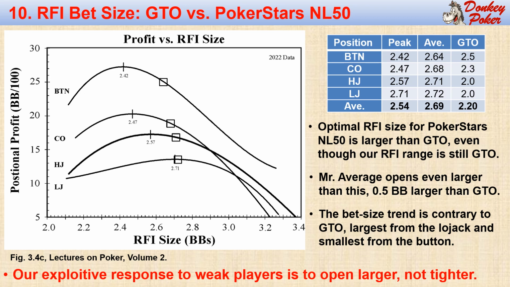In fact, this is the likely reason why the typical open size in a Vegas 1-2 game is so large, 4 to 5 big blinds, or even more, while the typical open size in a Vegas 2-5 game is a little bit smaller, 3 to 4 big blinds. So the easier the competition, the larger we can bet, since donkeys make so many mistakes. But while we do bet larger, we keep our opening ranges the same as GTO.